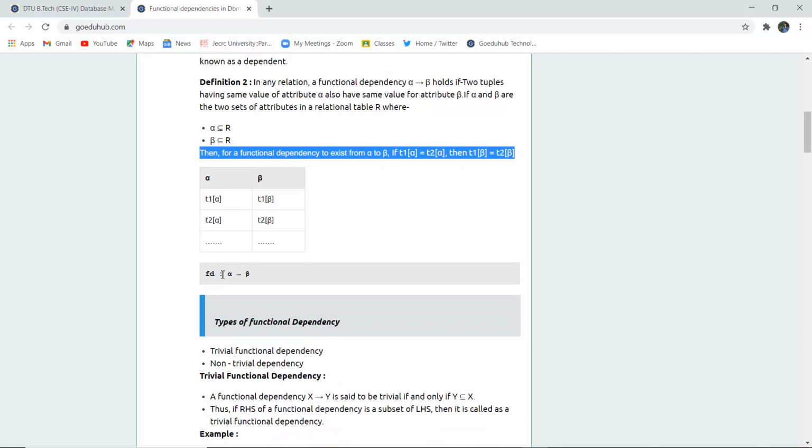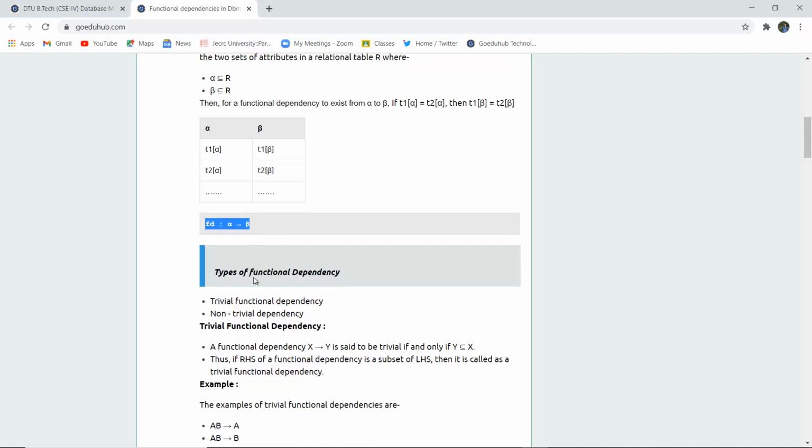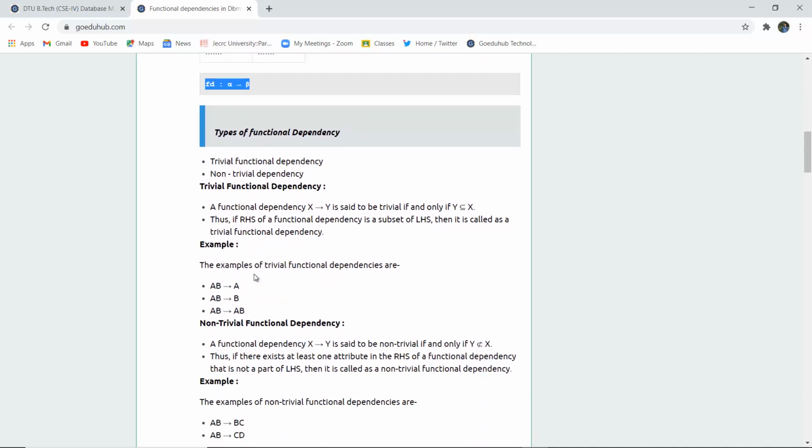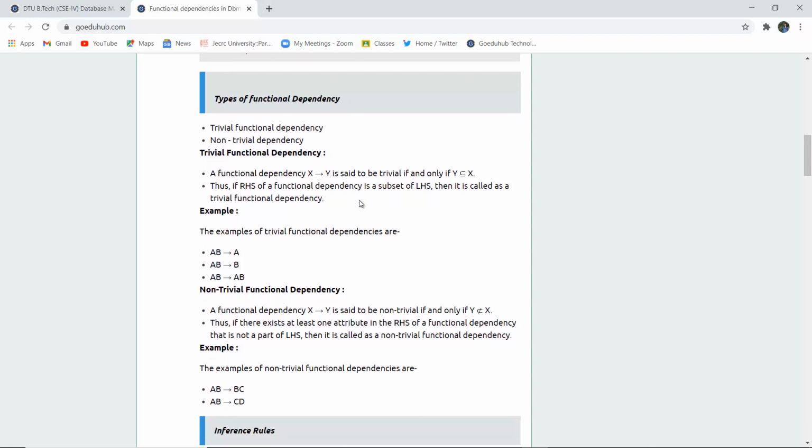Similarly, the functional dependency FD is alpha, which is the determinant, to beta, which is the dependent. Now, there are types of functional dependency. The very first type is trivial functional dependency. Trivial functional dependency comes with another form, that is non-trivial dependency. These are the two types of functional dependency in the DBMS.